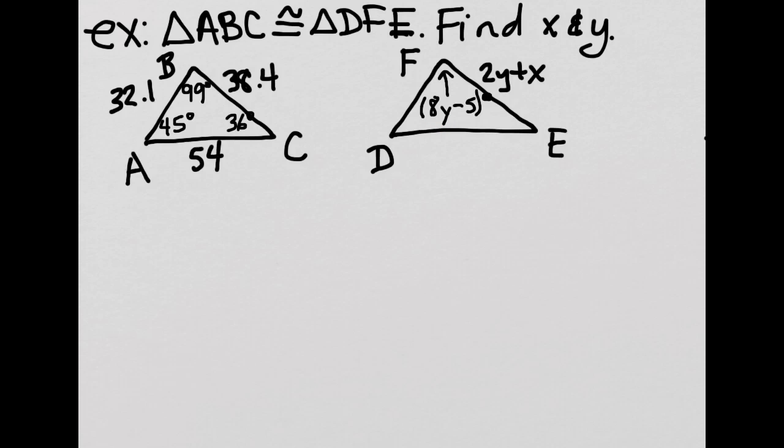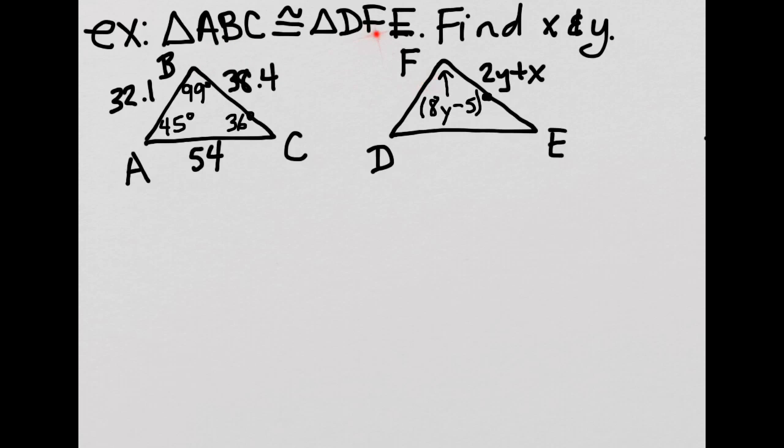Now on this problem, it's pretty straightforward because the triangles are set up the same way, like they're both placed on their largest third side. But if DFE was positioned in a different way, maybe it was rotated 90 degrees or something, it might be harder to figure out what angle goes with what. So again, you get that from looking at the label or the congruency statement above here.